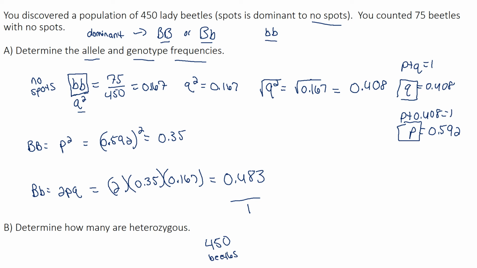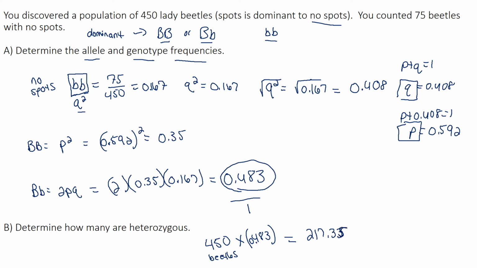We know the total population is 450. We know there are 450 beetles, and we want to find out how many of them are actually heterozygous. Conveniently, we know the frequency of the heterozygotes is 0.483. So think about what you want to do with that. The frequency represents the proportion of individuals with that particular trait. In this case, we're talking about the heterozygotes, so that's the part of the entire population.